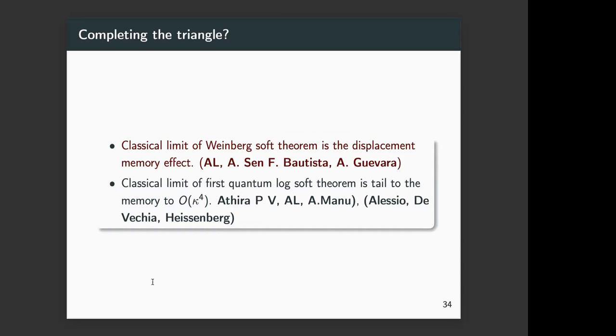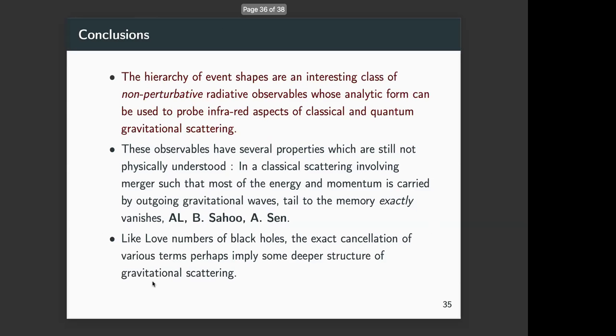There is a lot of progress now in showing that the classical limit of the first quantum soft theorem matches with the tail to the memory, but, to my understanding, this has only been checked up to some order in the expansion in Newton's coupling. Although we should remember that all these soft factors are non-perturbative; they are exact to all orders in the coupling. But okay, this is a first step as far as the quantum soft theorems are concerned, in understanding their universality in terms of some symmetries.